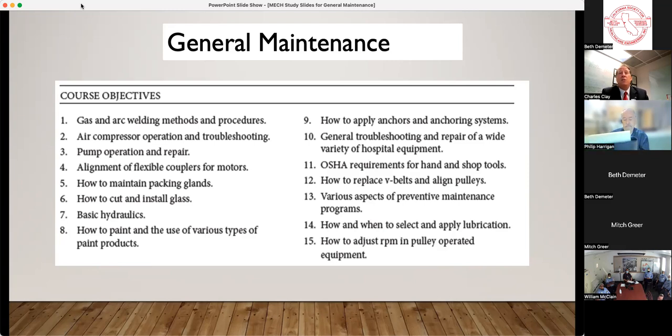The last two are how to and when to apply a lubrication. That's a very interesting one. I've learned more about that lately. And how to adjust RPM and pulleys in operations. Next slide, please.